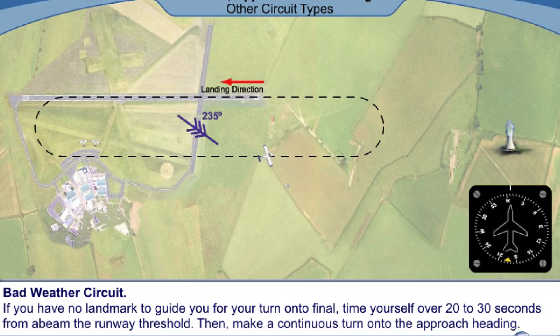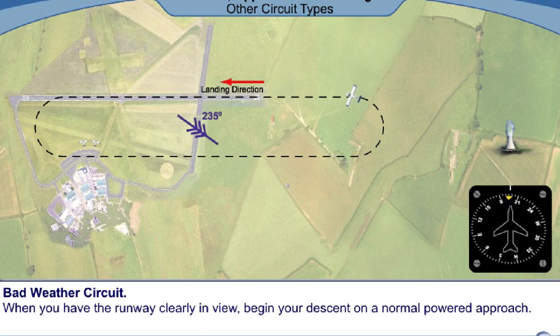If you have no distinct landmark to indicate when to begin your final turn, time yourself over 20 to 30 seconds, depending on wind, beginning from a point abeam the runway threshold. Then make a continuous level turn with about 15 degrees of bank onto the final approach heading. When you have the runway clearly in view, begin your descent on a normal powered approach.